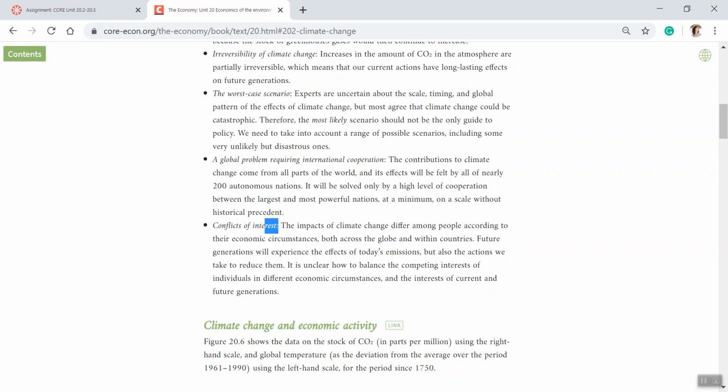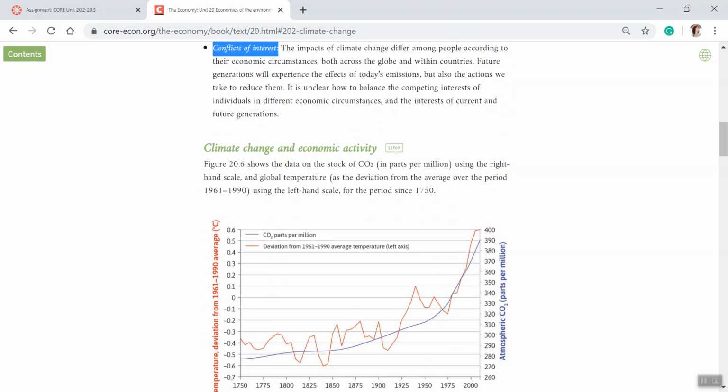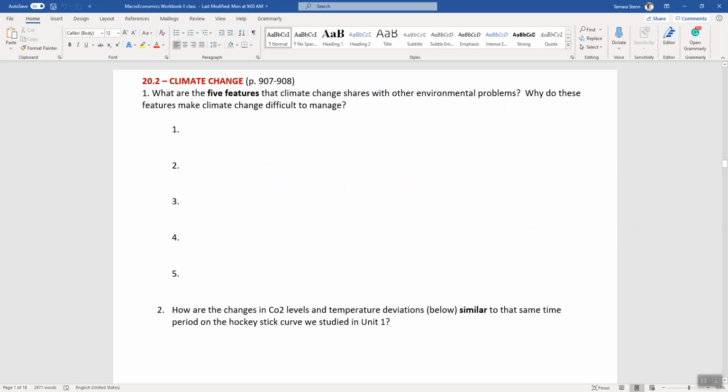Okay, and then we have conflicts of interest, right? To cut down carbon emissions, that means you're changing the way you're doing your production. And production is what drives the economy. So who's going to go first? How much is it going to cost? What's the incentive? Okay, those are all the conflicts of interest. So we're going to put those in our book and talk about them.